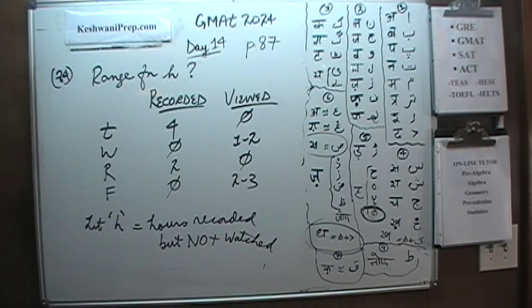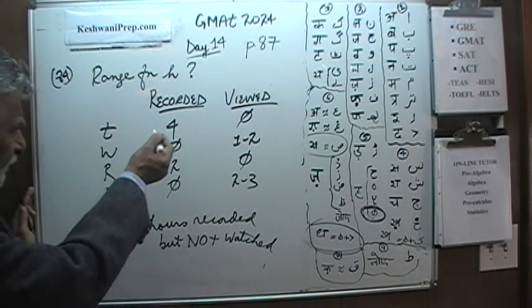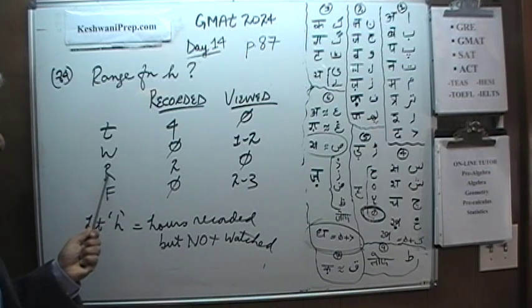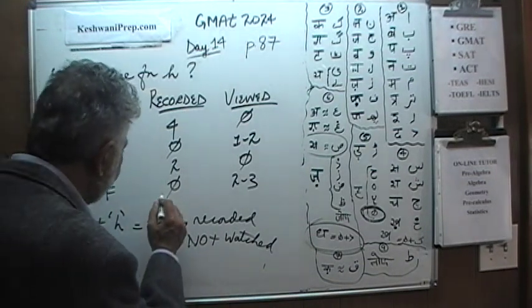Let's do it together, shall we? Let's first figure out how many hours were recorded. That's straightforward. We recorded nothing on Wednesday, and we recorded nothing on Friday. We recorded 2 hours on Tuesday, Thursday. So that's 6 hours.